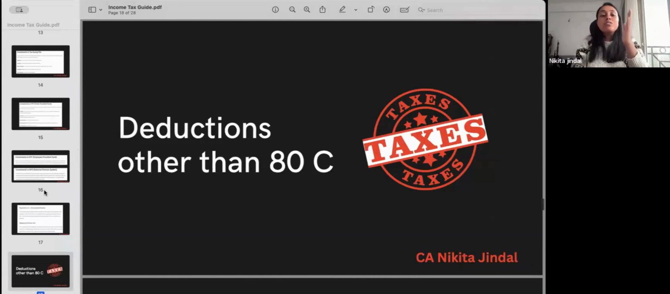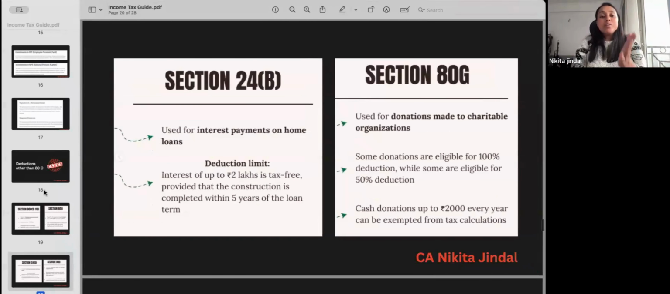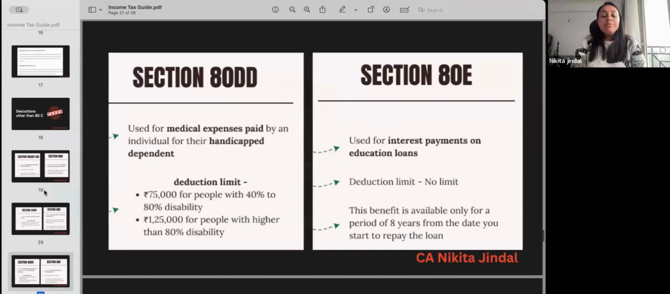Then we have talked about deductions other than 80C. Number one is NPS. You are claiming more than 1,50,000, over and above that is 50,000. The other one is 80D, that is health insurance premium for yourself and your dependent parents. Other than this, interest payment on the home loan under section 24B. Other than this, donations made to charitable organizations.